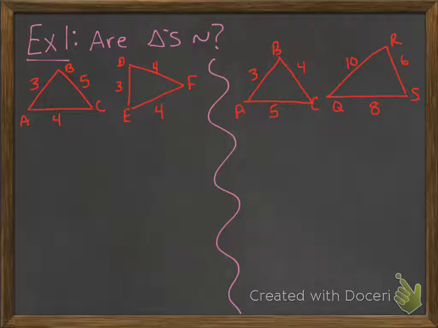DEF, yes. All right, shh, y'all stop. We got ABC, and I have 3, 4, 5. All right, I got DEF, and I got 3, 4, 4. Yes, copy down all the triangles.